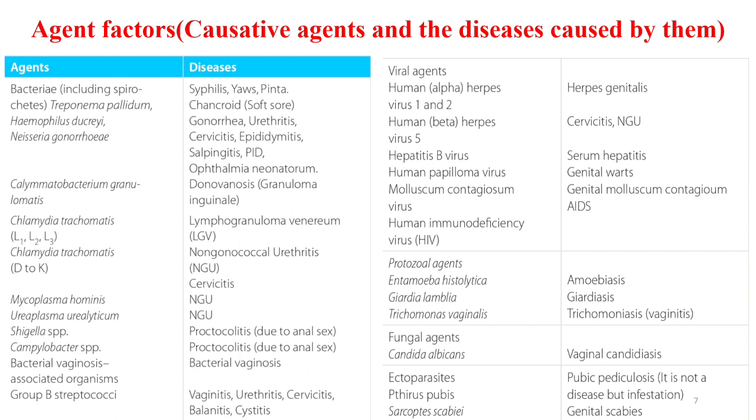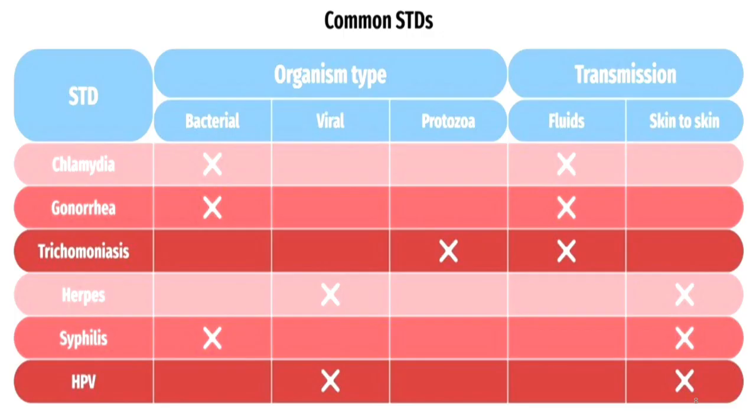Now we will discuss different epidemiological factors, such as agent factors, host factors, social factors, etc. Here are some examples of causative agents and the diseases caused by them. We will discuss these diseases in detail in the next portion of the presentation. Here are some examples of common STDs, such as Chlamydia. It is a bacterial infection. Transmission occurs through fluids. Gonorrhea. It is also a bacterial infection. Transmission occurs through fluids. Trichomoniasis. It is a protozoal infection.